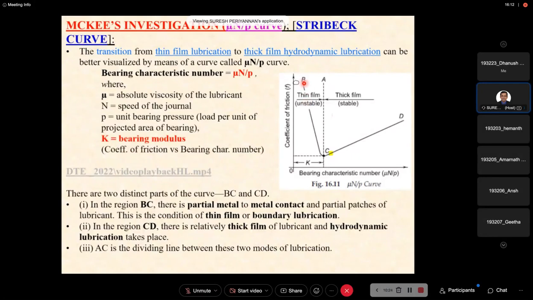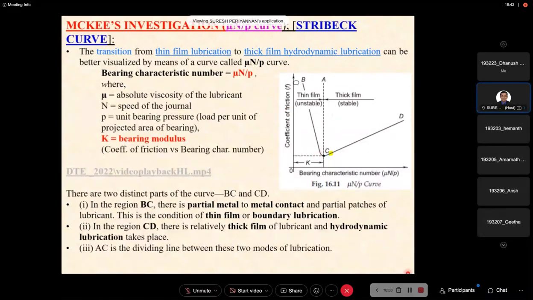Now, how do we consider bearing modulus? Now, see here from this plot. He obtained the data from the laboratory and he plotted it while the journal is rotating from rest condition to full speed condition, showing how the transition from thin film to thick film happens. Now there are two distinct parts here, B and C, right? Very simple. This is not a difficult one. B and C, the region B and C.